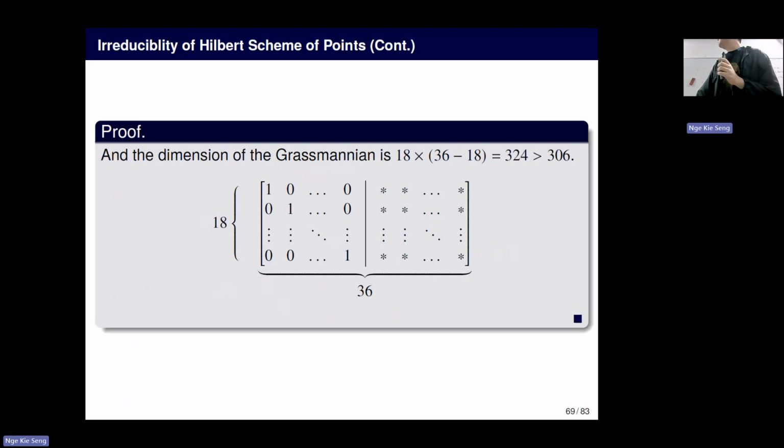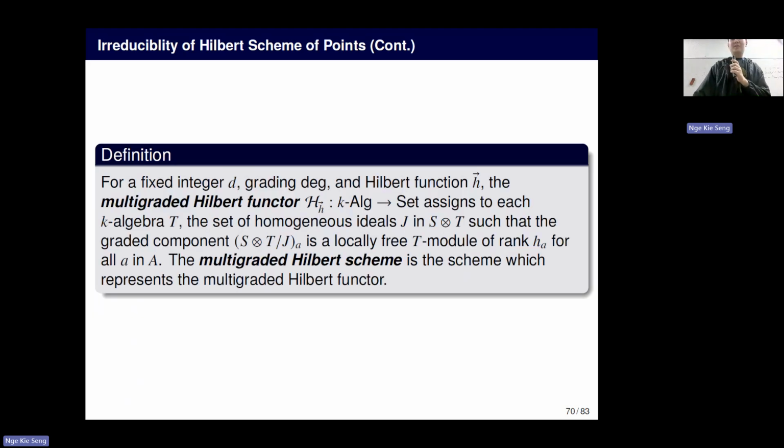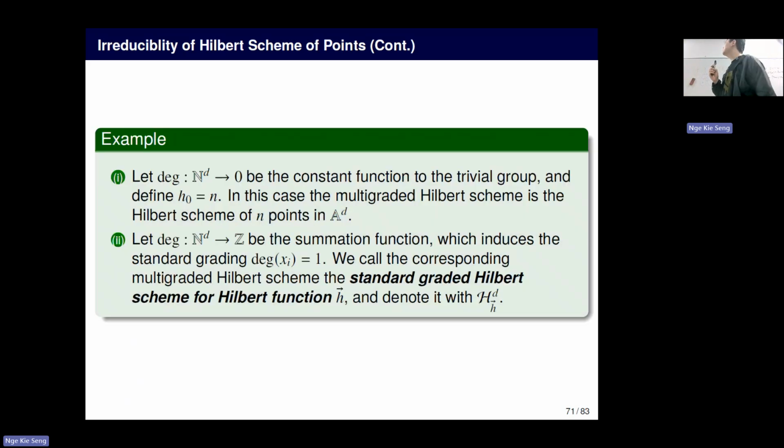After that, I will introduce a definition of the multigraded Hilbert scheme, but I will not explain it in detail. What matters here is that this multigraded Hilbert scheme corresponds to a degree function. We call it the grading D, and if we send every element to 0, it should be the simplest case, the Hilbert scheme of n points in A^d. I will not explain this in detail. And if we let it be a summable function, it will correspond to a Hilbert function.